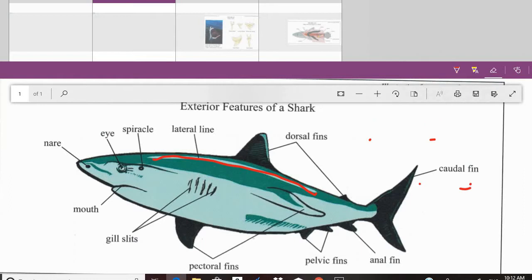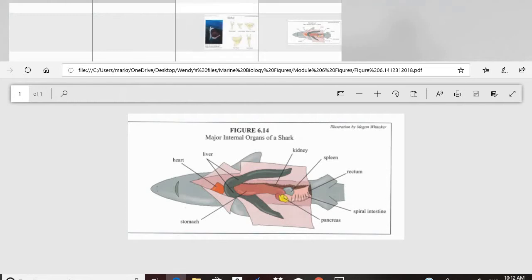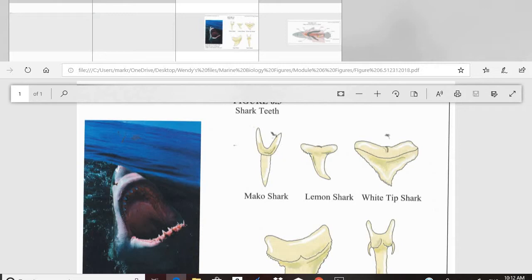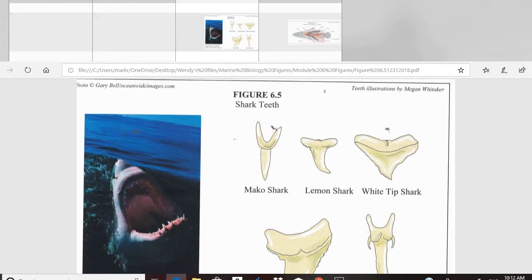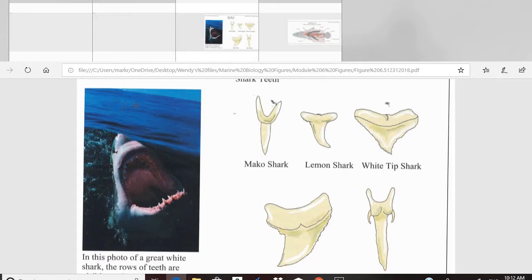So even though we said that a shark's skeleton is not calcified, their teeth usually are. And so their teeth, you probably already know this, but they have multiple rows of teeth, and they lose those teeth about every 1 to 2 weeks. And they have multiple rows of teeth, so that when one tooth falls out, then the one from a back row moves forward and takes its place.